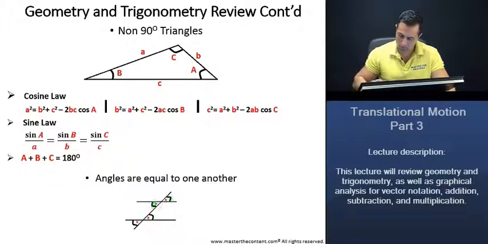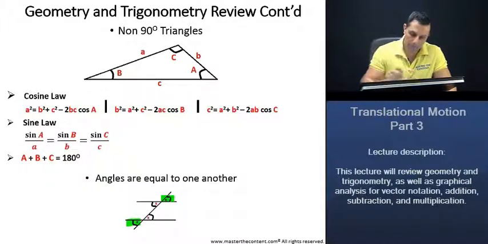Now, these two angles here, the alternate interior angles, they're also going to be congruent, also equal to one another. And lastly, these two angles here, the alternate exterior angles, they're also going to be equal to one another. So they're also congruent.